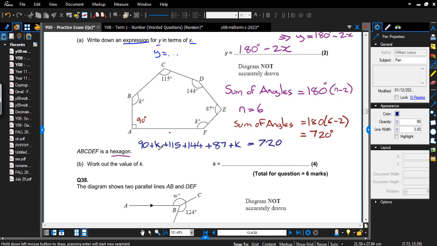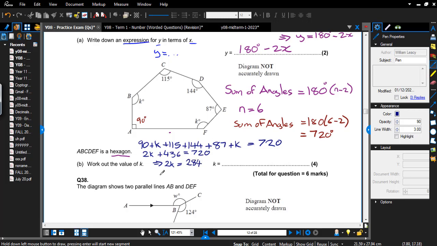Let's add them together. Let's get the k's first. We have 2k. So 90 plus 115 is 205, plus 144 is 349, plus 87 is 436. I think it's 436, equals 720. So that implies, take 436 away from this, and you get 2k equals, well, what's 720 minus 436? 720 minus 400 is 320, and 320 minus 36 should be 284. So we know 2k equals 284.